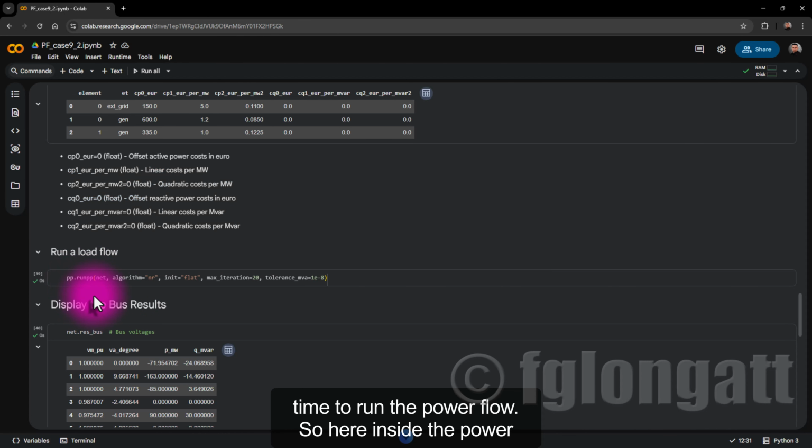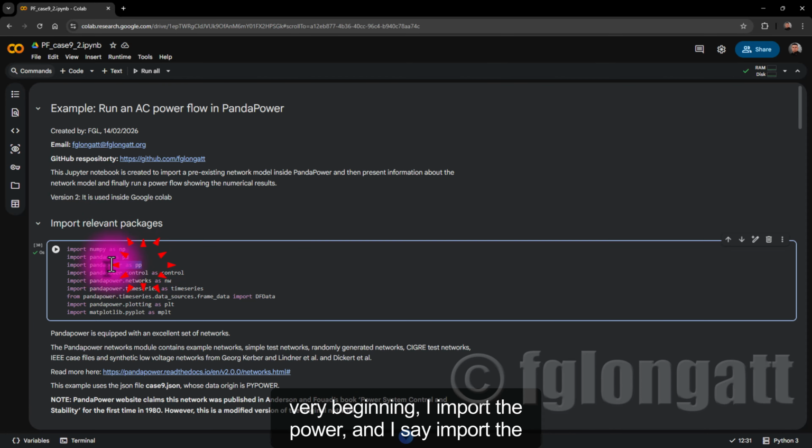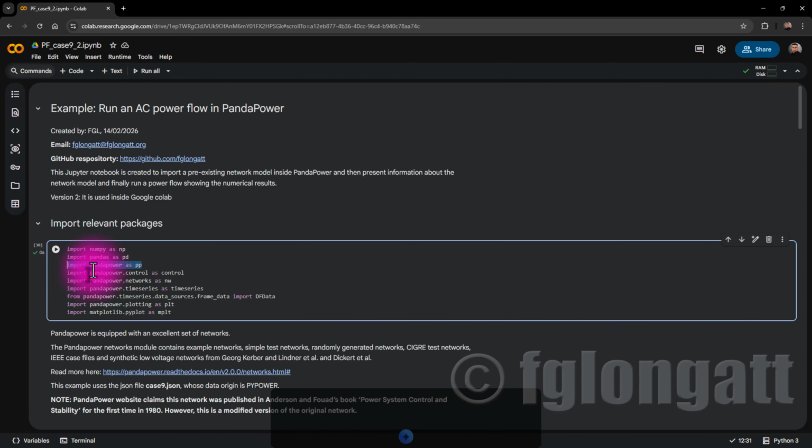So here inside PandaPower, the power flow is basically a method. If you go over here at the very beginning, I import PandaPower and I say import pandapower as pp.